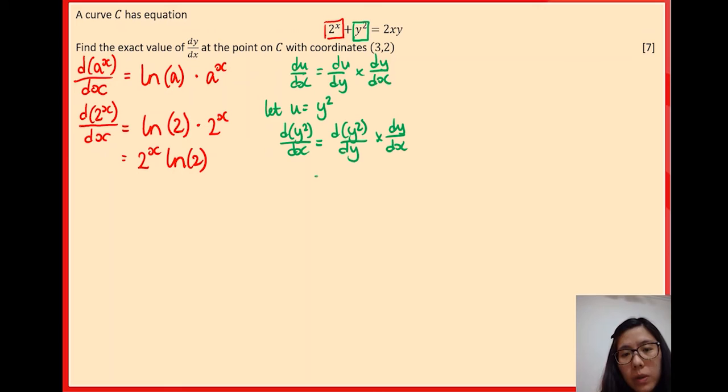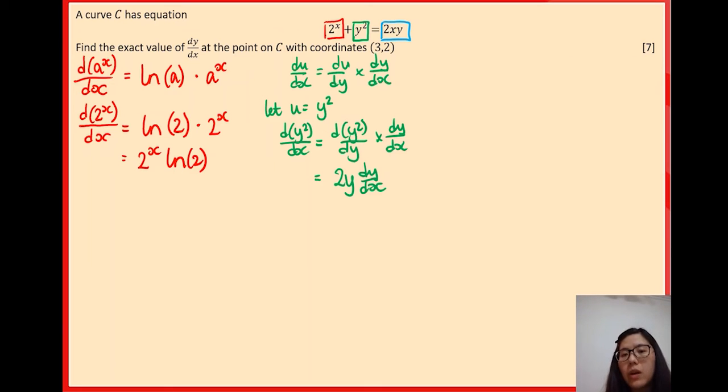Basically what you're doing is differentiating with respect to y, and then you have to multiply by dy by dx. So if I differentiate y squared, I end up with 2y times dy by dx. The next part we're looking at is differentiating 2xy.